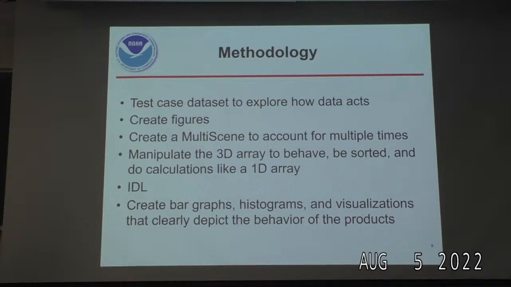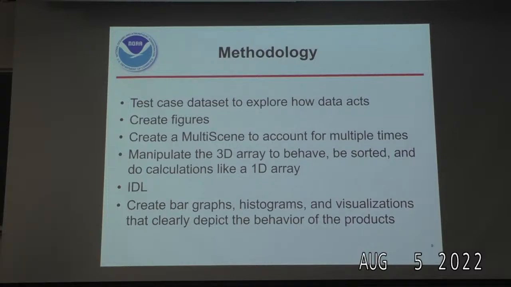I originally started with just some test data to get my hands dirty with Python and how to load the data in and reshape it in a way that would be able to do what we wanted to do. And so I spent a little bit of time seeing what figures I could create and what kind of calculations I could do with the products. And that was with just one time.